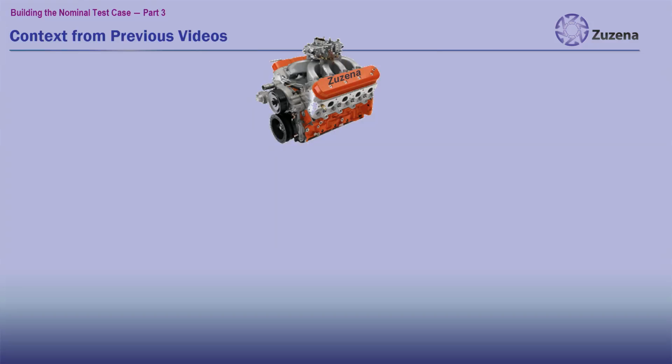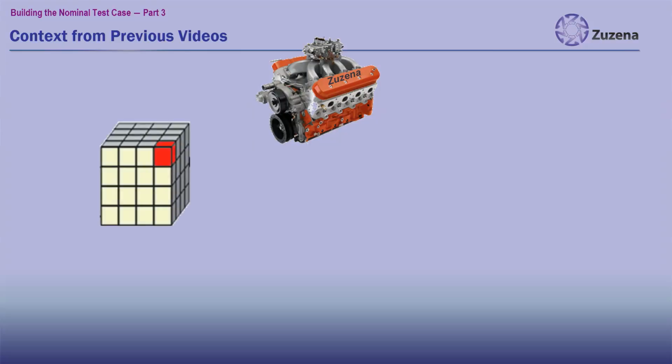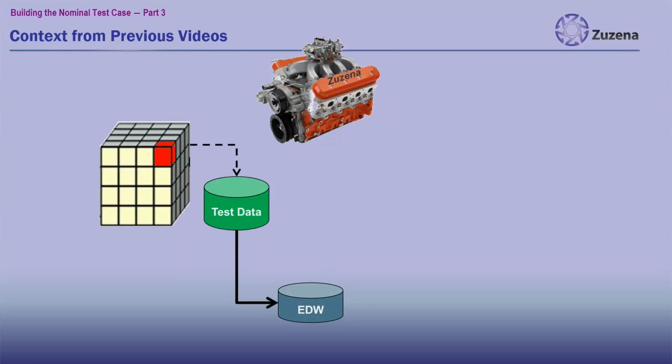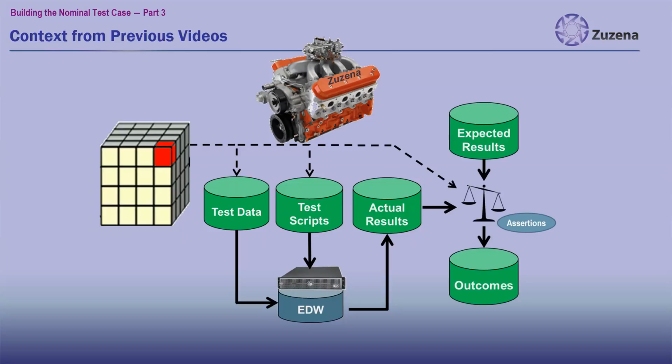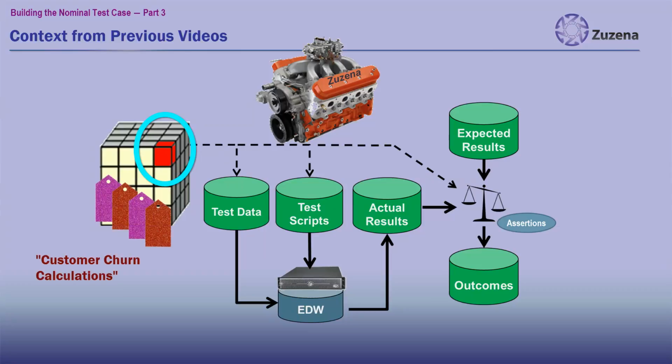In the previous videos of this series, we provided an overview and illustrated the first steps in creating a Zuzena test case. We introduced the capabilities of the Zuzena test engine and listed the goals of the test case we're building. We also demonstrated how to create the blank test case container and label it with metadata tags. Finally, we showed how to run that test case individually and as part of a test suite. You probably noticed, however, that the test case was empty. It had no action steps.